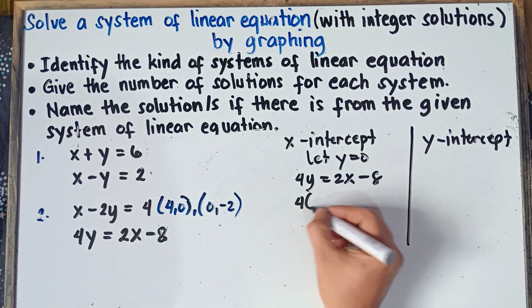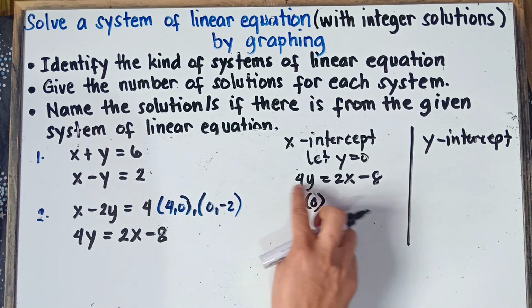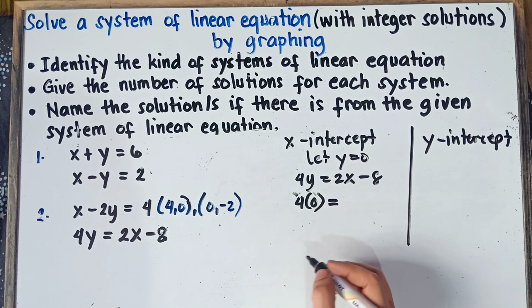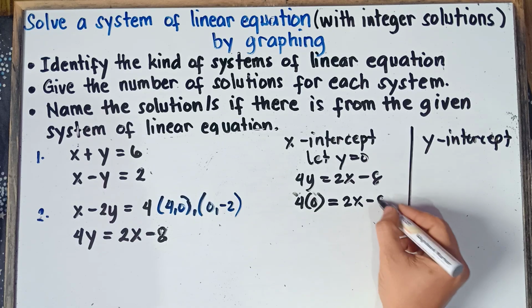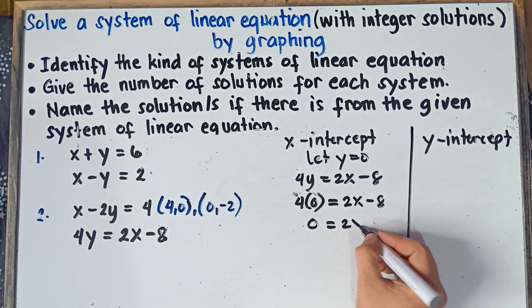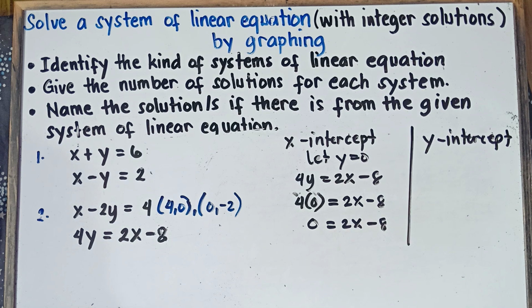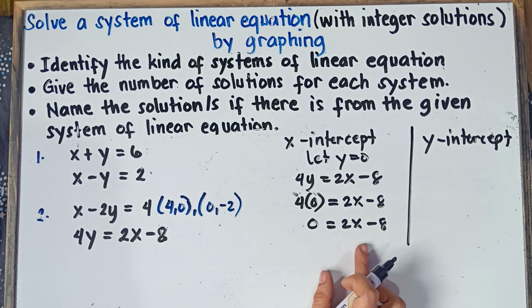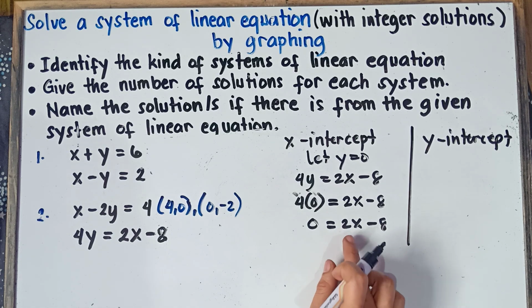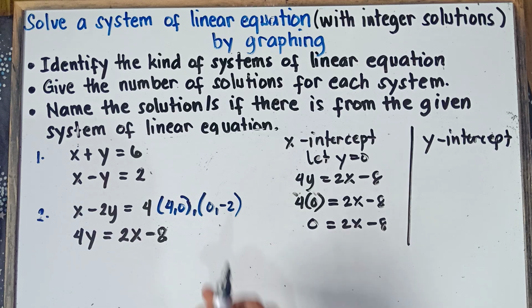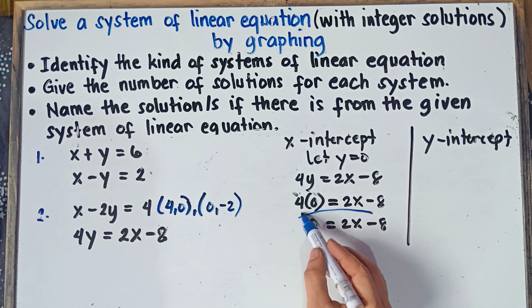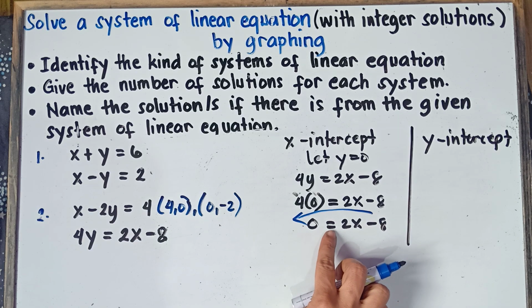So 4 times 0. Once again, if you have 4y, it means 4 times y. Y value, that would be 0. So 4 times 0 equals, copy equals sign, 2x minus 8. So 4 times 0, that would be 0 equals 2x minus 8. So therefore, to get the value of x, we can add both sides by 8 so that we can cancel this out, and then the remaining expression will be only 2x, or other solution, class, we can just simply transpose negative 8 from right to left. Once you transfer from this equal sign, you change the sign.